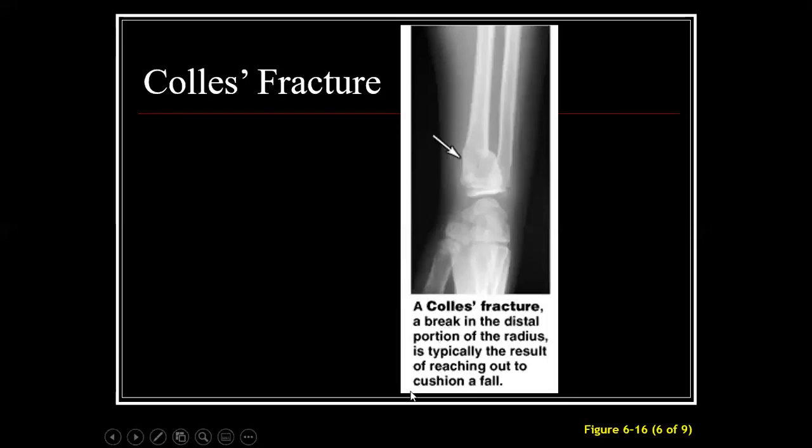Colles' fracture is not one I am familiar with, so let's read. A break in the distal portion of the radius, typically the result of reaching out to cushion a fall. Okay, well, I've done that before. I've not broken my wrist, but you know when you're falling and you put your hand out to stop your face from hitting the ground? If you fractured it doing that, apparently it's called a Colles' fracture, specifically if you fracture the radius here. We're pointing to this, so this must be the fracture right here.